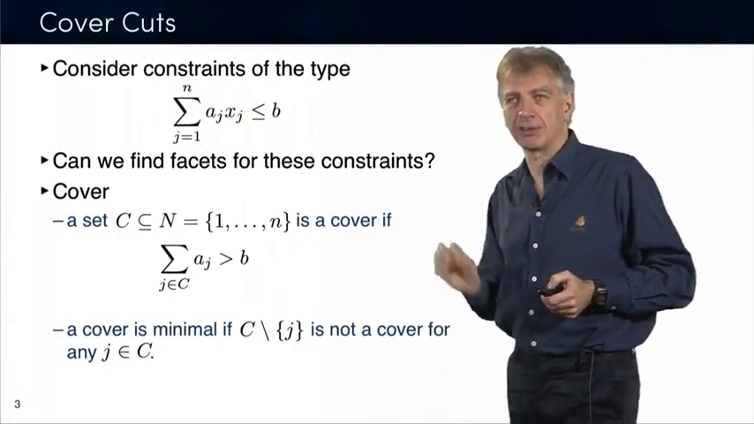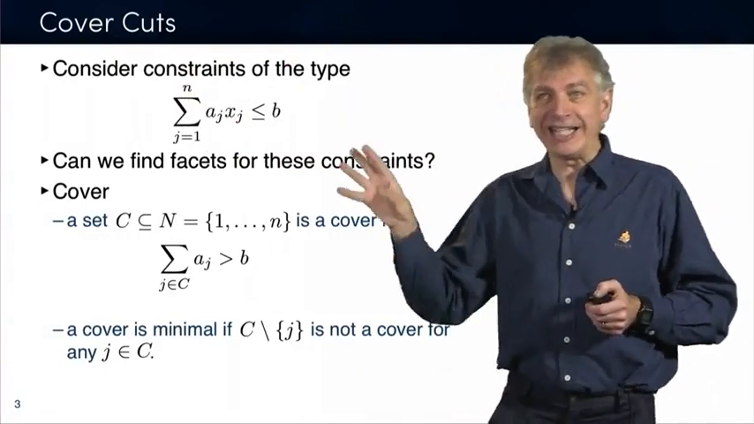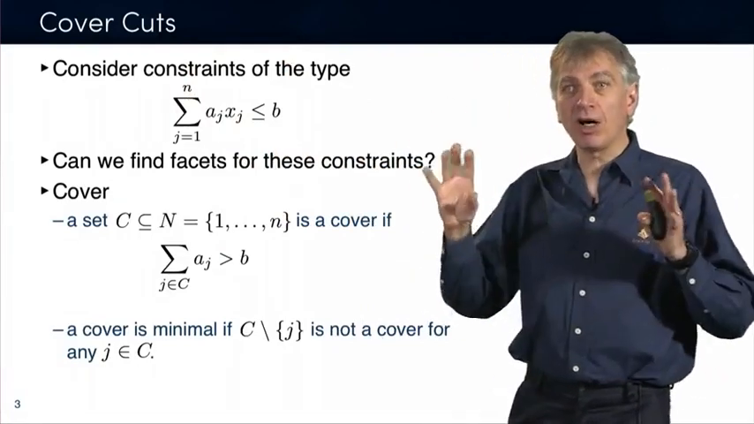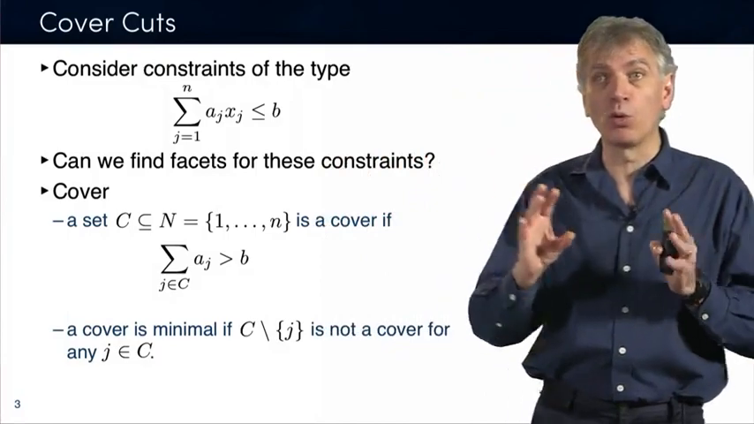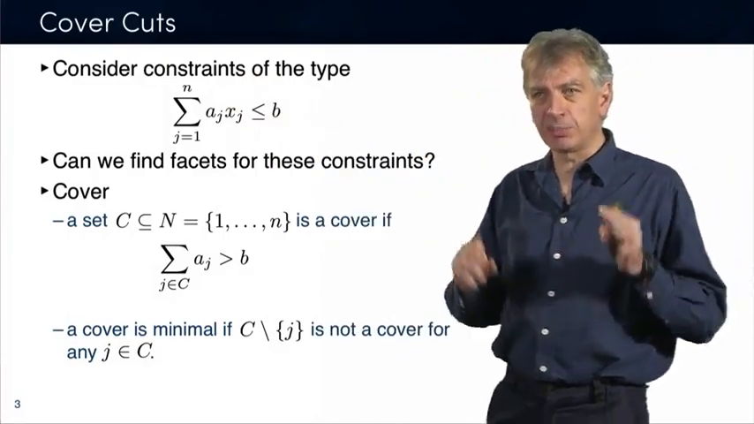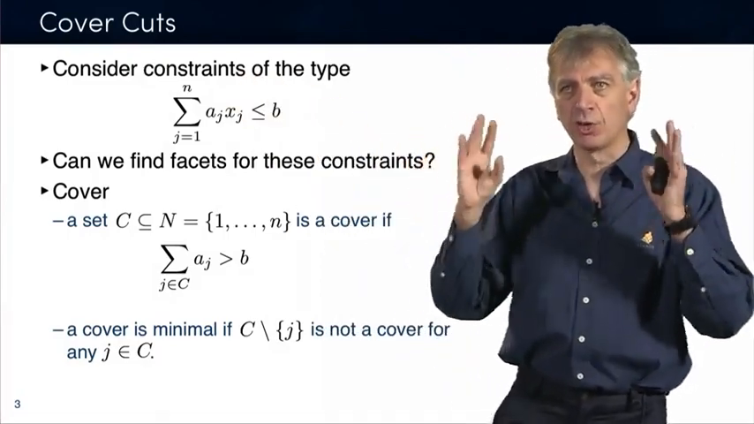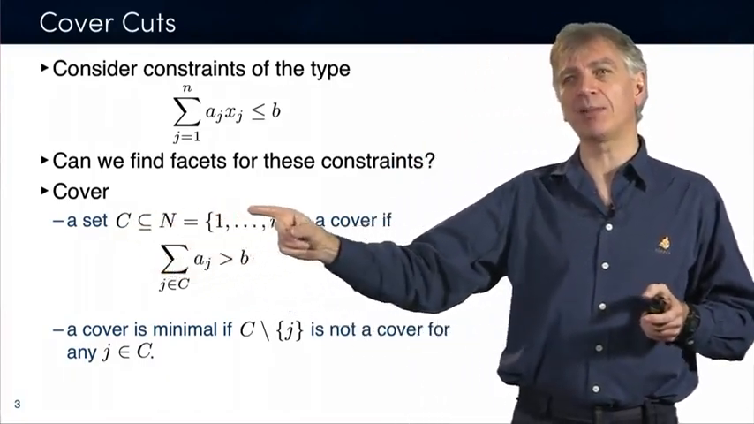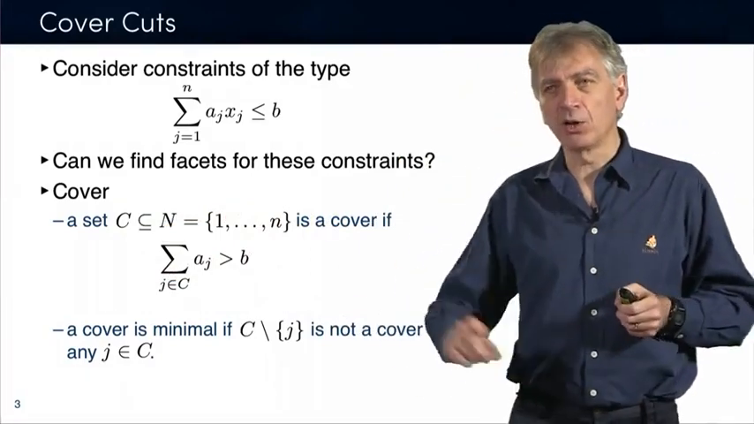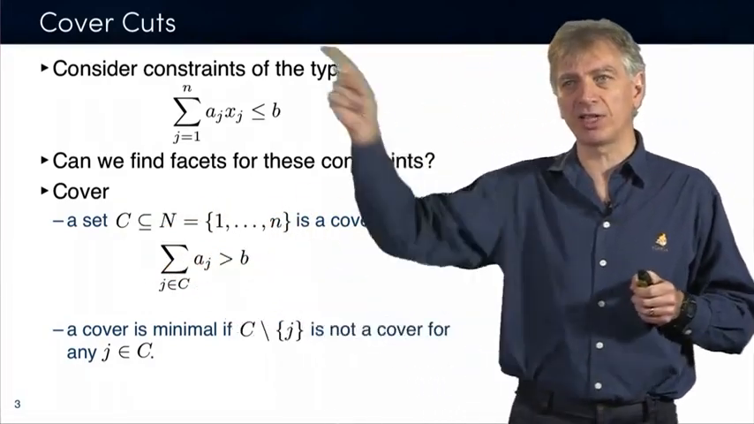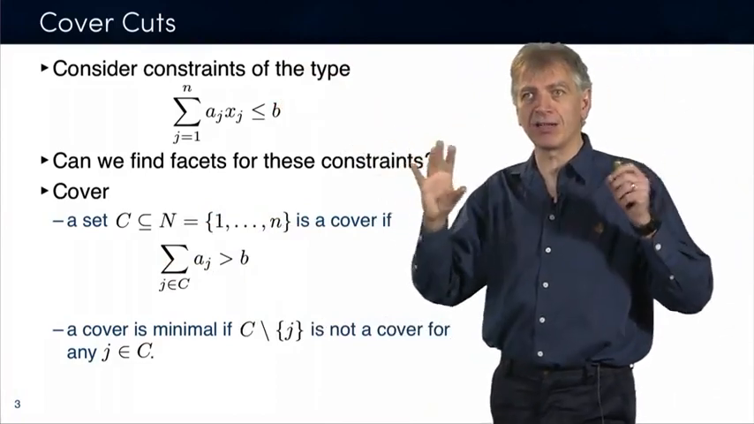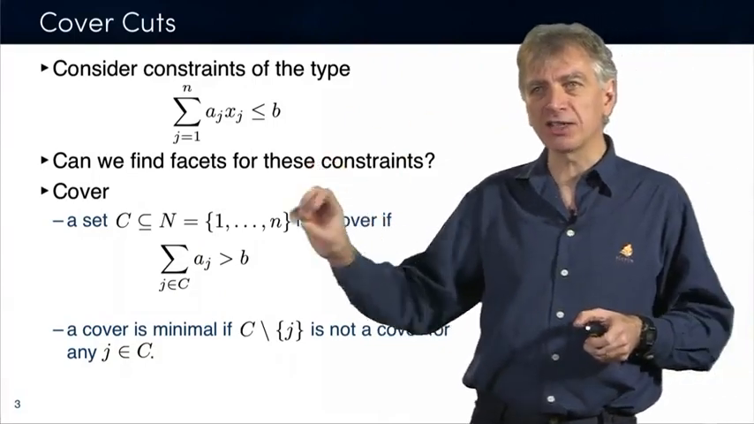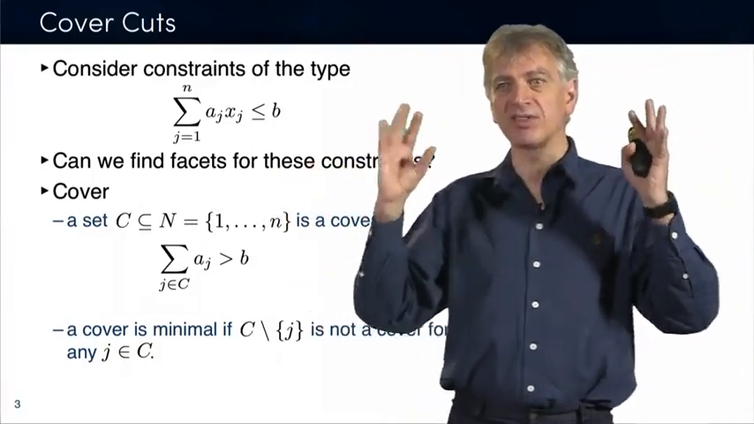The key concept here, as the title says, is the concept of a cover. A cover is a set of variables such that if you set them all to 1, you're going to violate the constraint. It's telling you that not all of these variables can be 1. So you look at a subset of the variables and at their coefficients, and if you sum these coefficients, they are greater than b. Therefore, if you select all these variables and put them to 1, you violate the constraint. Basically, these variables cannot be selected all at the same time.